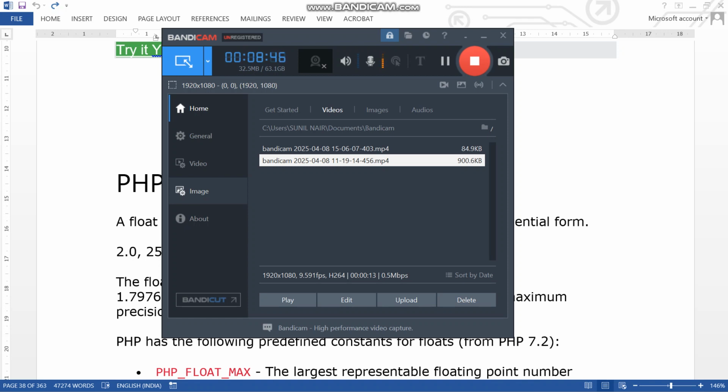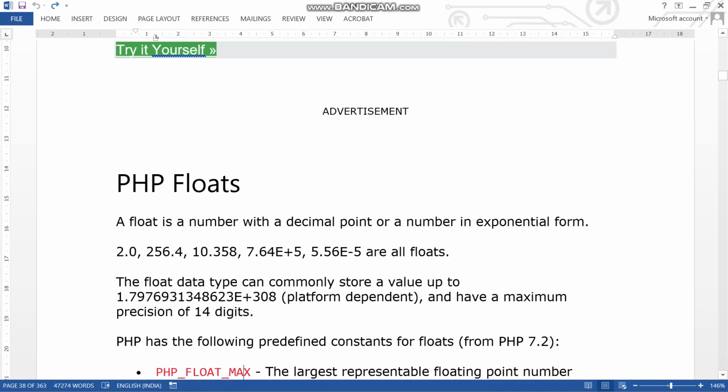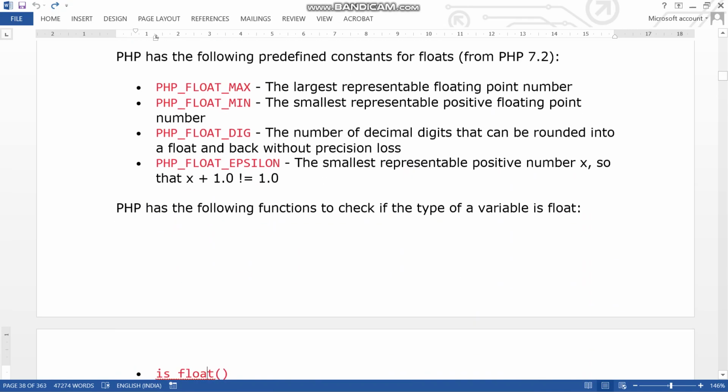For example 10.10, it will not take the decimal part; the decimal part data is ignored. That is the major difference between float and integer data types. Floats are also given here. Floats will take both the decimal part and the integer part.